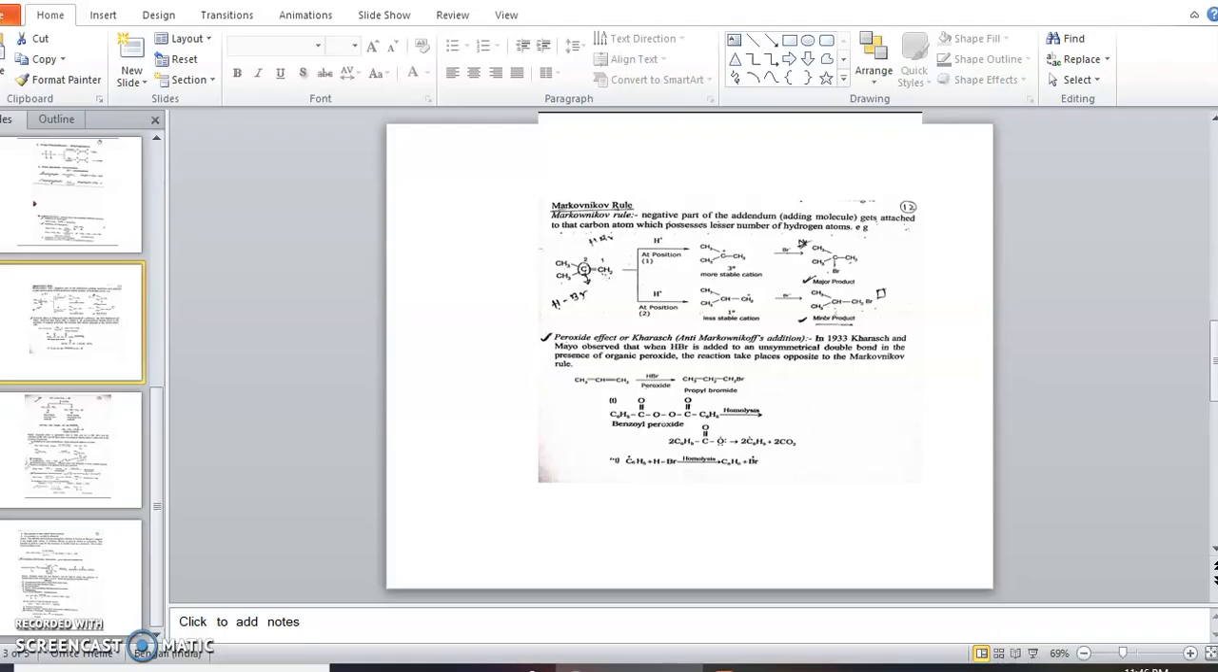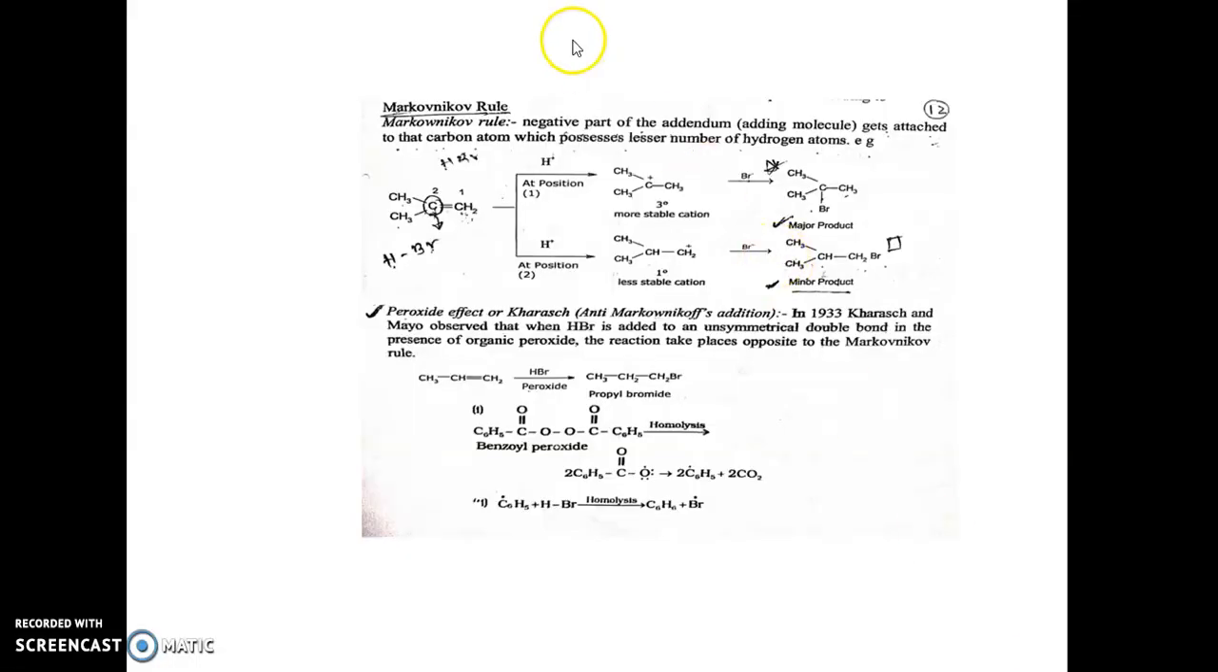Now let's talk about Markovnikov's rule. This is an important rule. You have to be very careful about this rule. So what is this rule saying? This rule is saying that whenever you are adding a molecule to alkene compounds, that means double bonded compounds, then the negative part of the molecule that you are adding gets attached to that carbon atom which possesses a lesser number of hydrogen atoms.